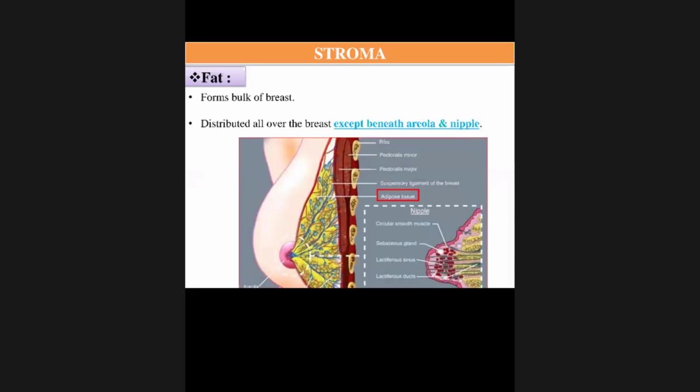There is no fat just beneath the areola as well as the nipple. There are ducts there, and from there the ligaments of Cooper have a radial arrangement. That is why there is no fat. Fat is present all over the mammary gland except beneath the areola and the nipple.